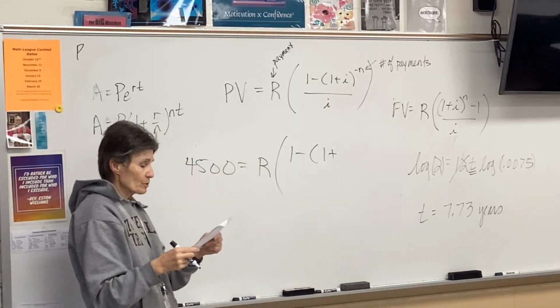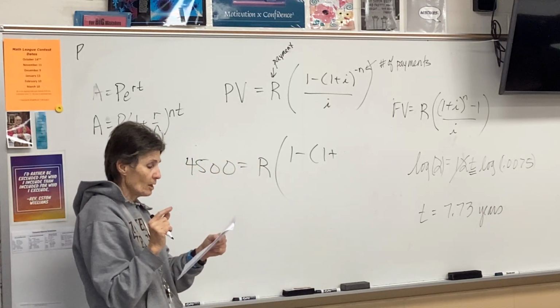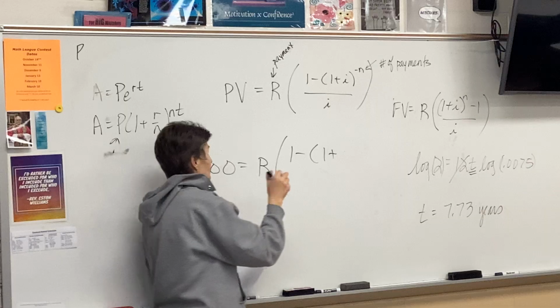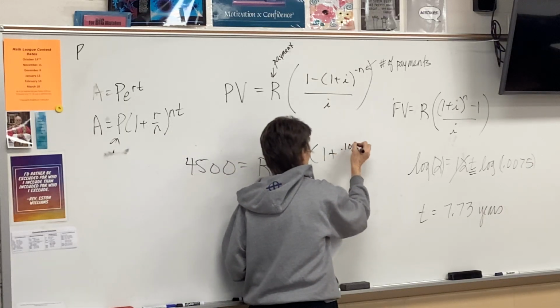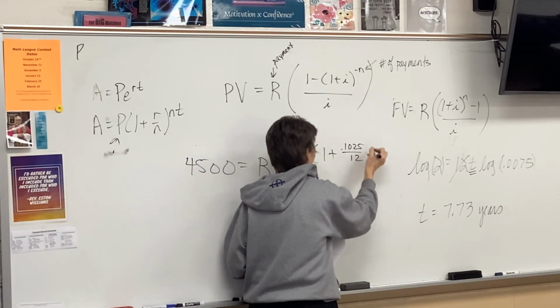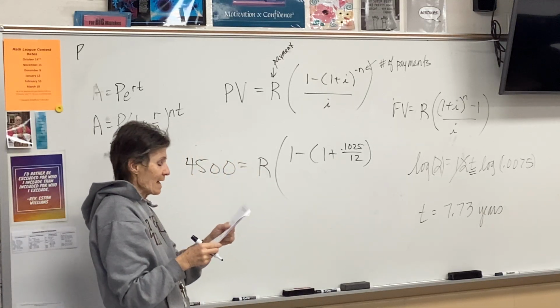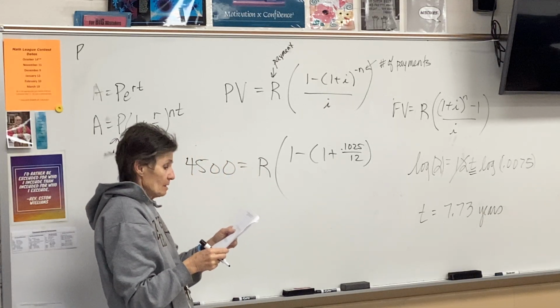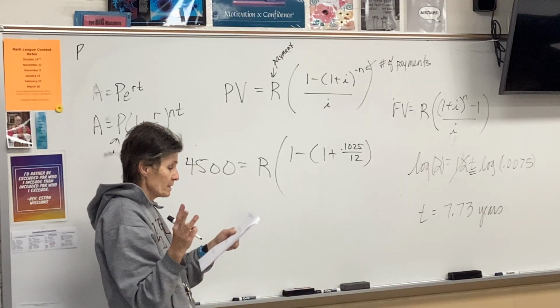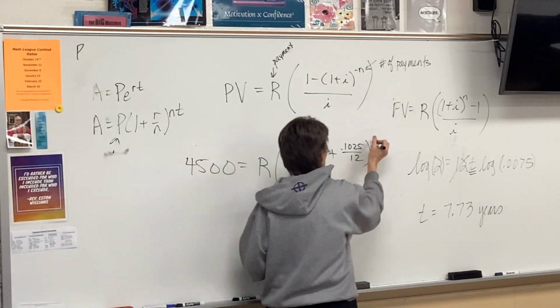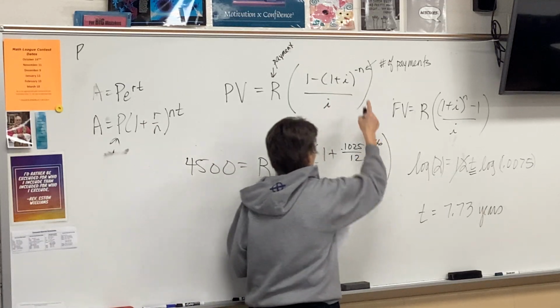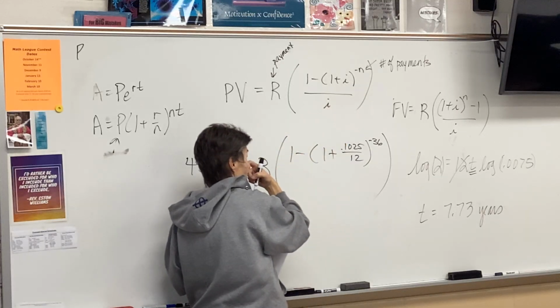We know her interest rate is 0.1025, monthly, so 0.1025 divided by 12, and we're raising that, she's doing this for 3 years, so negative 36. Remember, that is the total number of payments.